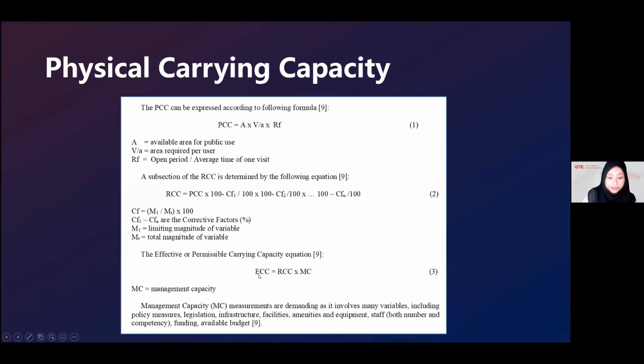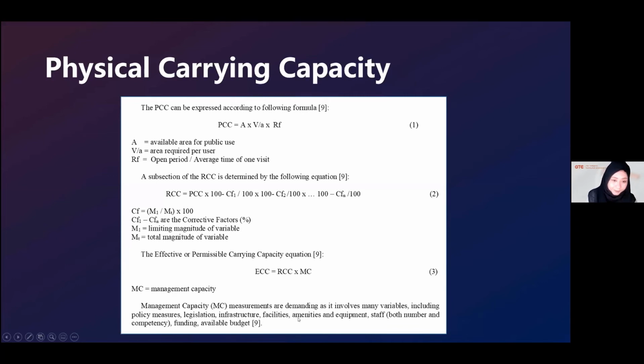And furthermore, you can reduce the numbers by having management capacity, where you involve the management and interview the manager on how they want the number of visitors reduced, so that the objective of limiting the visitors due to the prevention of damage is achieved. All right, like legislation, infrastructure, facilities, amenities, and so on.